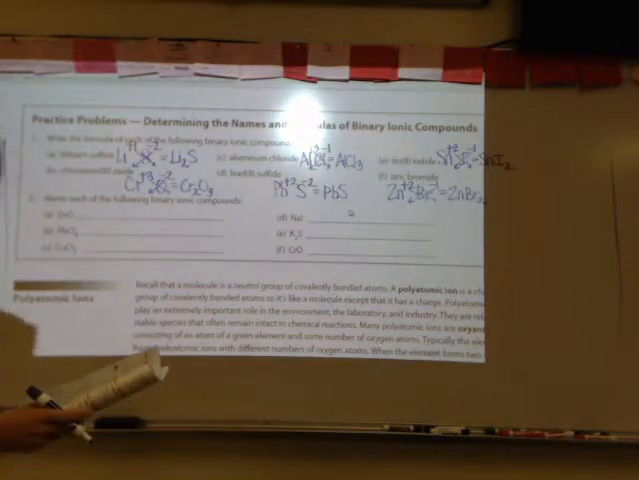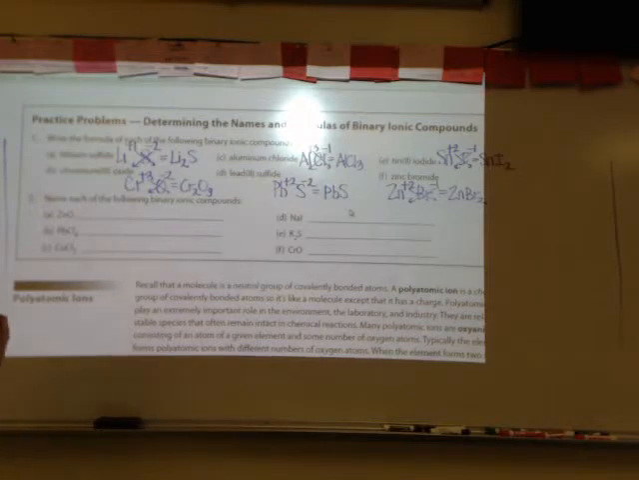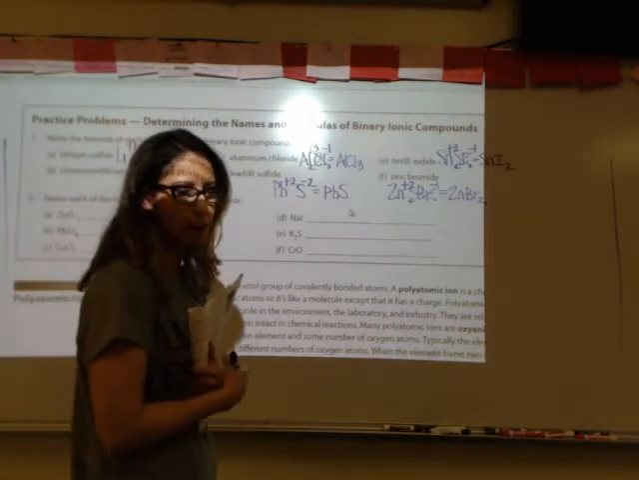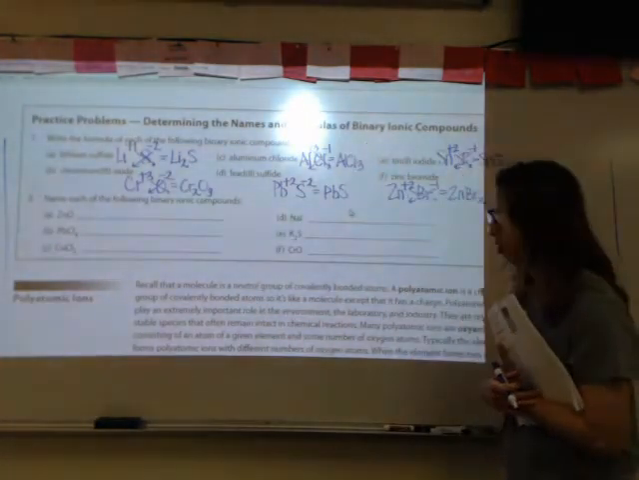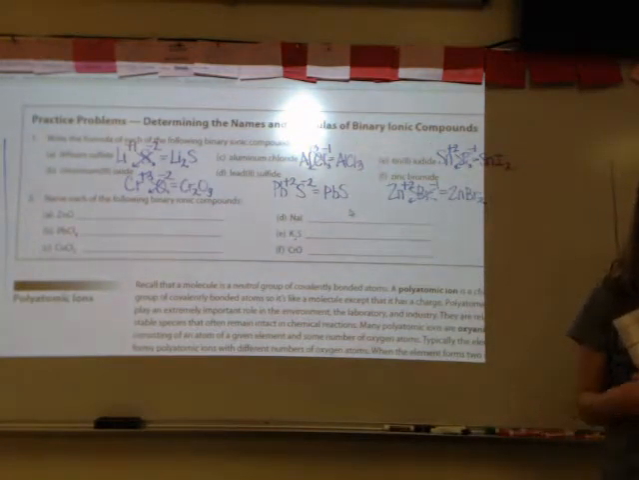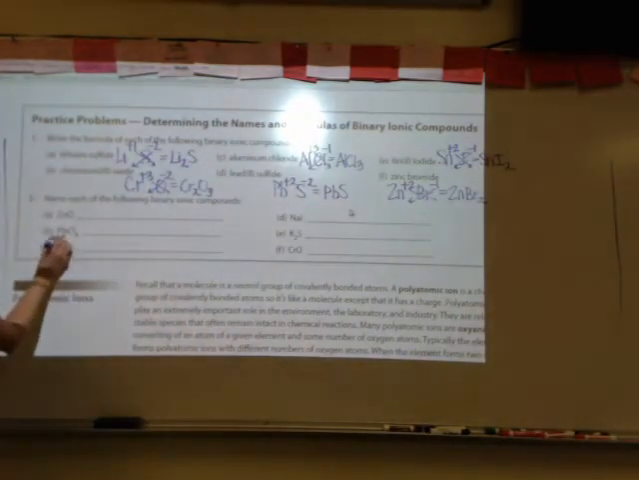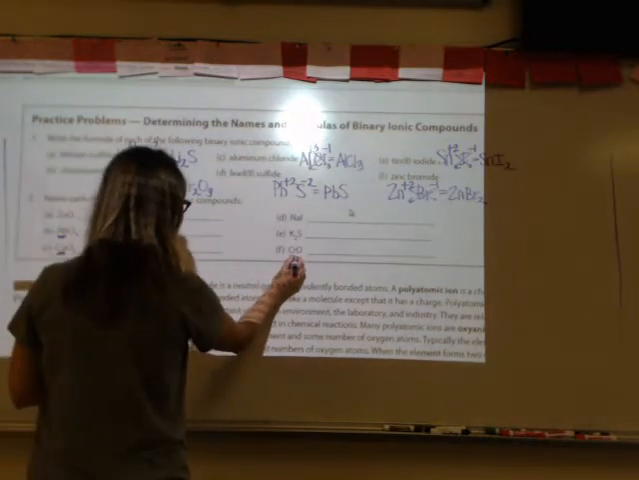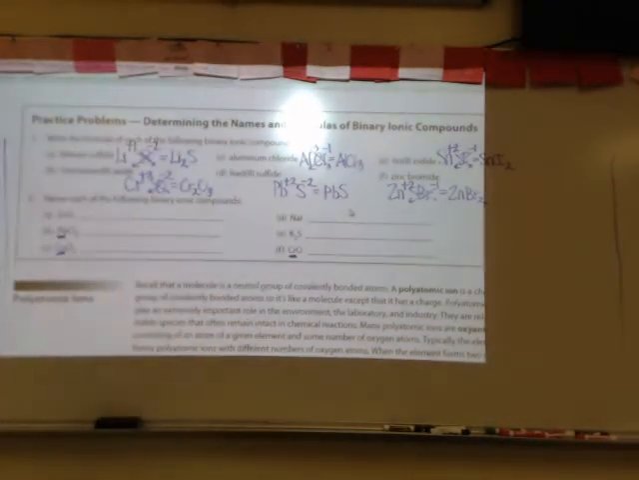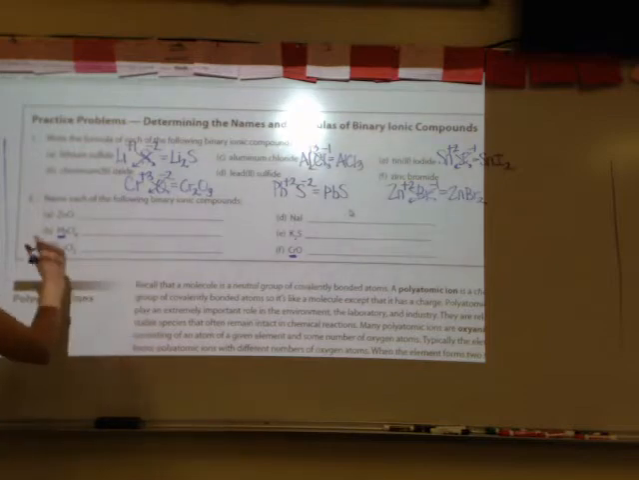Now, for number 2, we're going to name these binary ionic compounds. When you're naming binary ionic compounds and you have a metal that has an assigned charge, you can just name it. Super straightforward and easy. But if you have a binary ionic compound that contains a transition metal that may have varying charges, which is a multivalent ion, you have to calculate its charge. So I'm going to do A, D, and E first, and then we'll go back and do the rest.